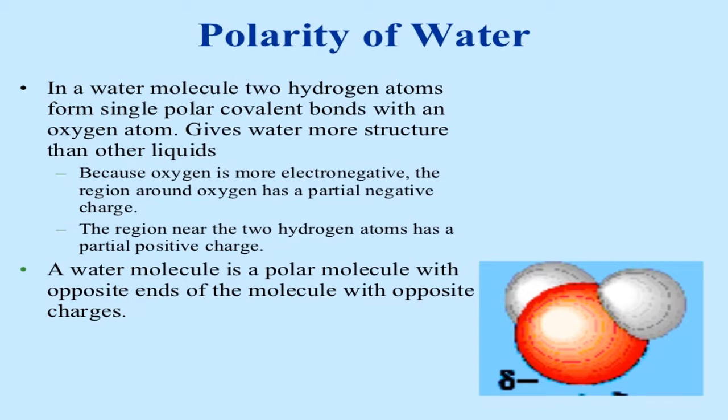Polarity of water. In a water molecule, two hydrogen atoms form single polar covalent bonds with an oxygen atom. This gives water more structure than other liquids. Because oxygen is more electronegative, the region around oxygen has a partial negative charge. The region near the two hydrogen atoms has a partial positive charge. A water molecule is a polar molecule with opposite ends having opposite charges.